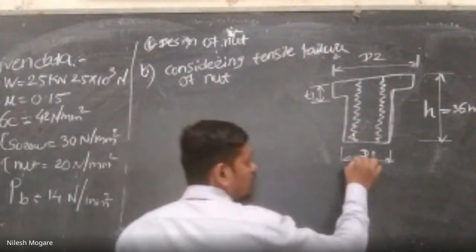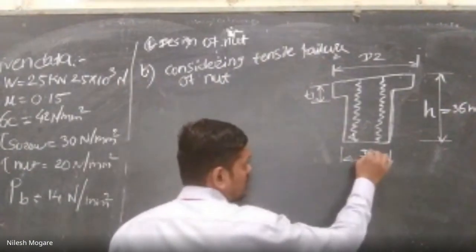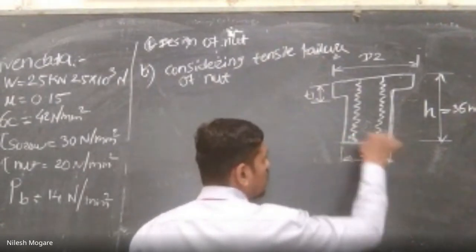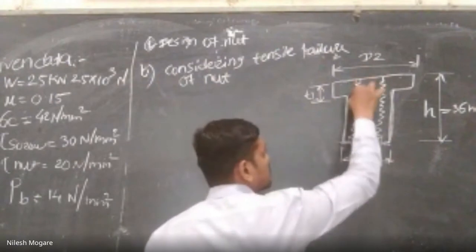So here we have to consider area of this also and outer diameter, that means this much.